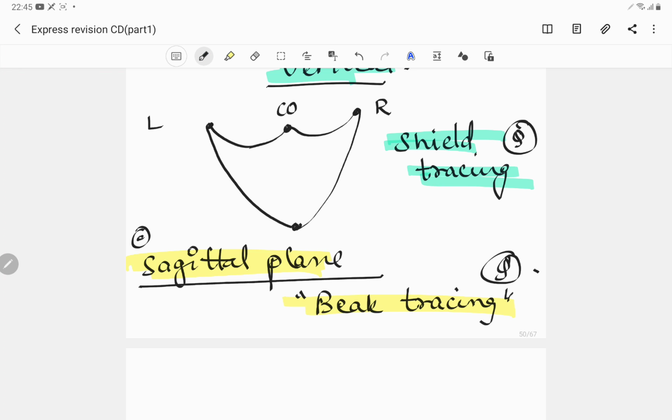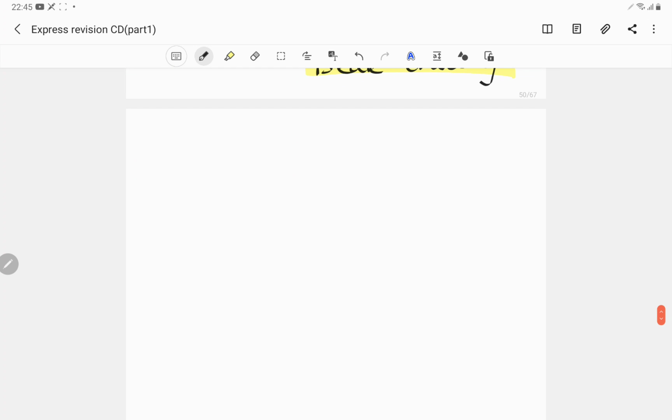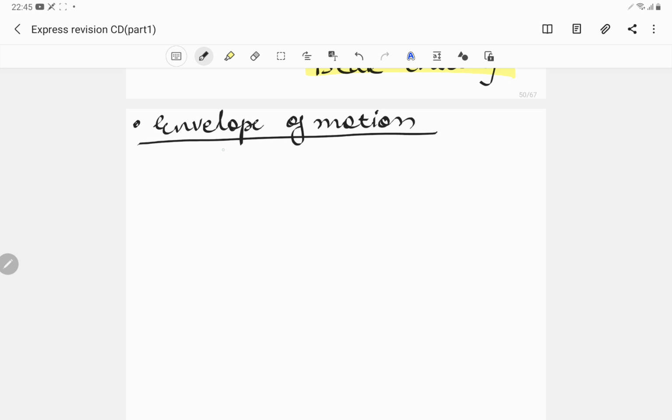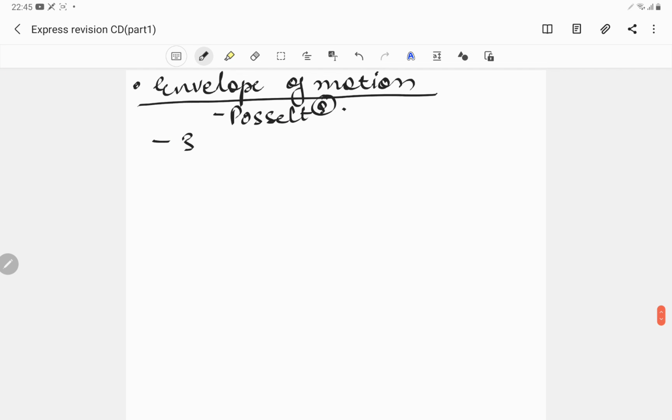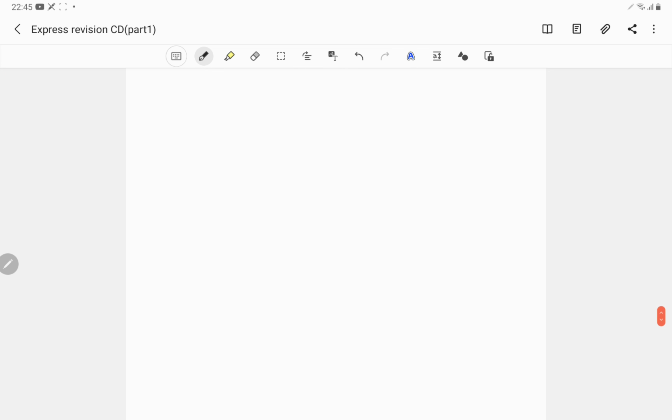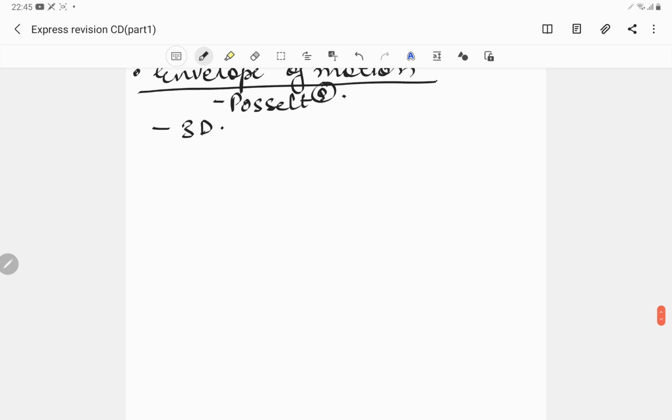Now talking about the envelope of motion, which is again very important. Envelope of motion means all the movements in the three-dimensional plane. The envelope of motion was given by Posselt, and it is the border movement in three-dimensional space. So first of all, now we'll be talking not about a two-dimensional but a three-dimensional view.